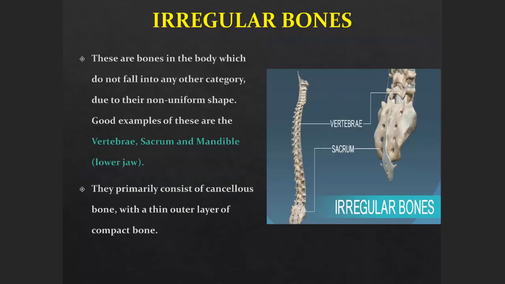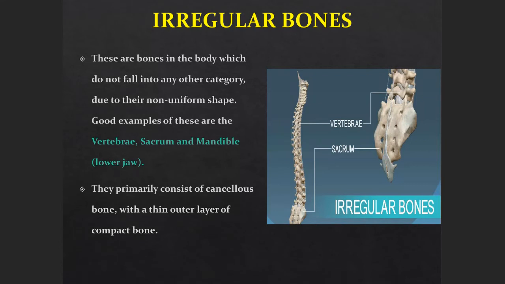Now coming up to irregular bones. When bones do not classify into any category, for example, when they are not long bones, not short bones, not flat bones, when they are in any shape, they are called irregular bones. Now what are those bones? Most importantly is your vertebra. You all know your spinal cord. Your spinal cord is made up of vertebrae. So these are all the vertebrae.